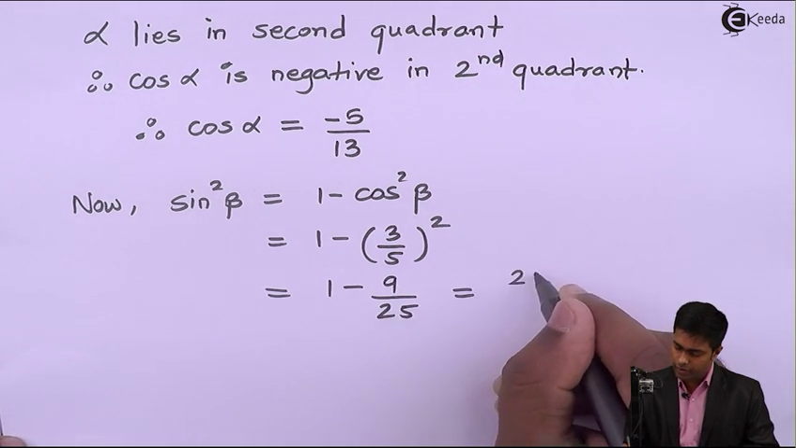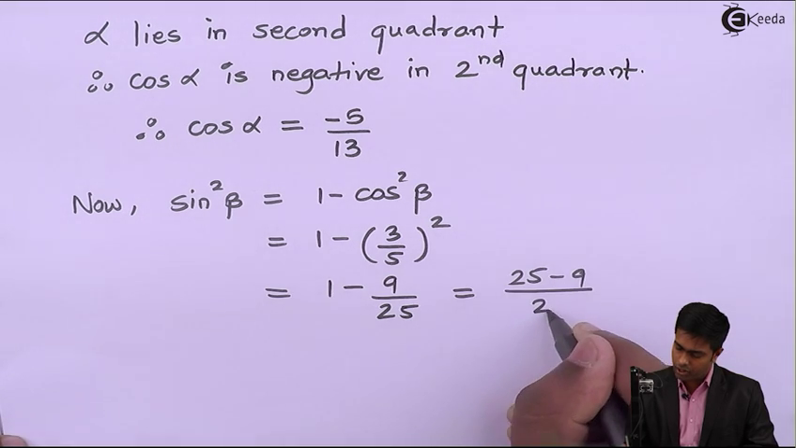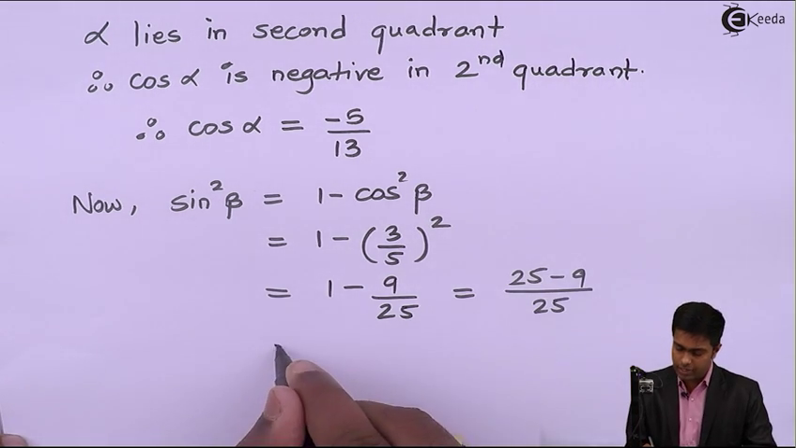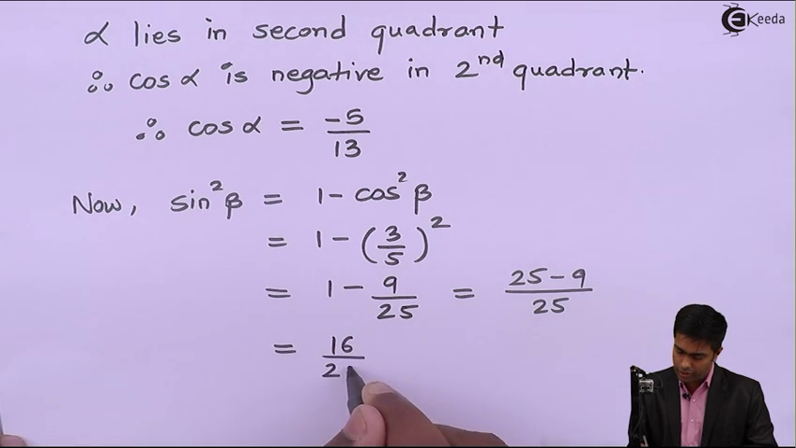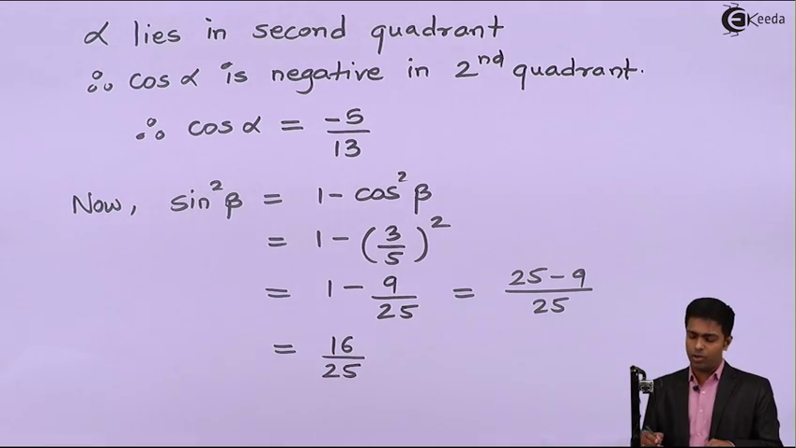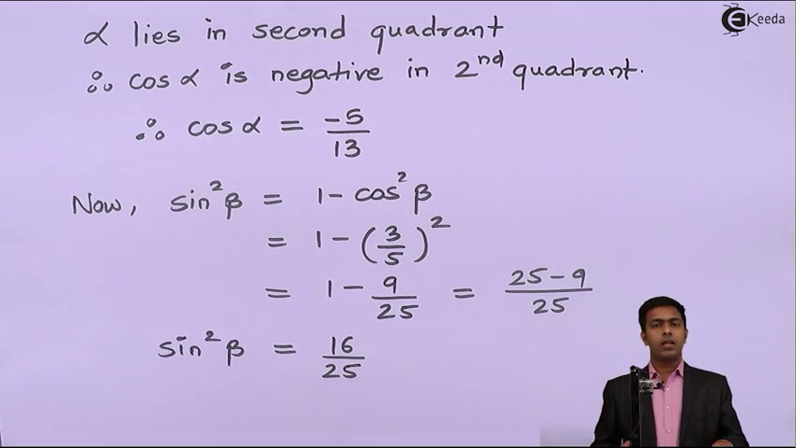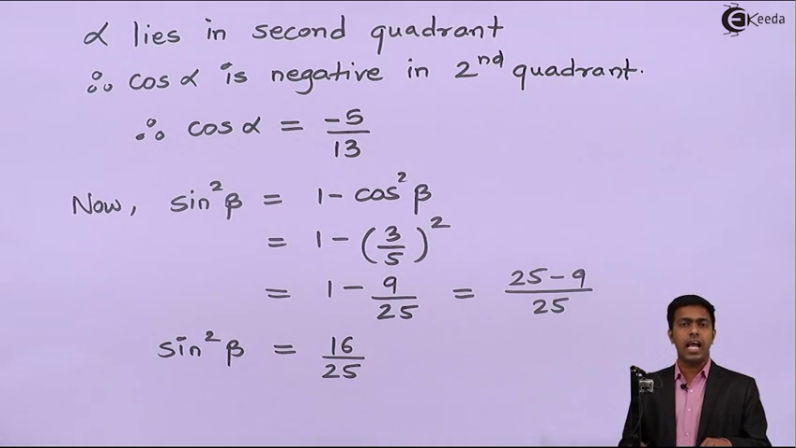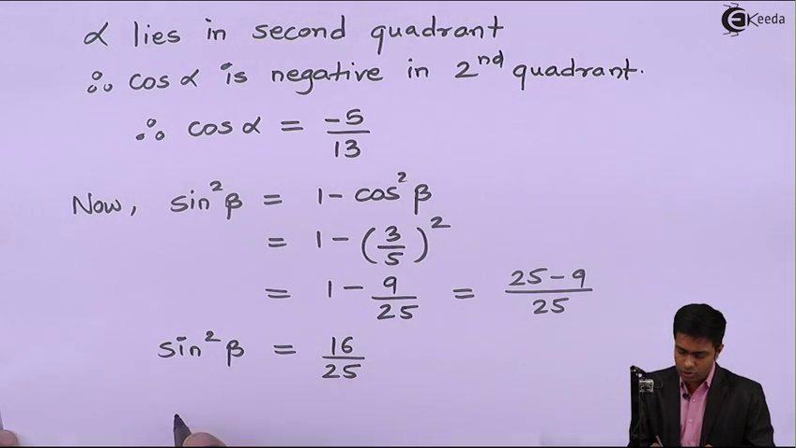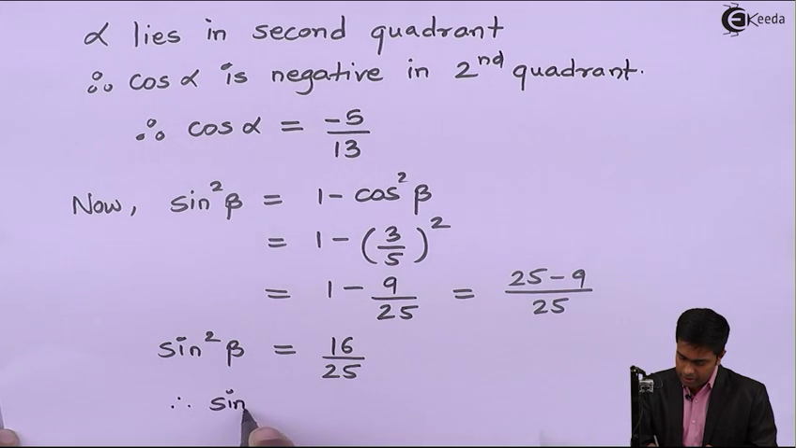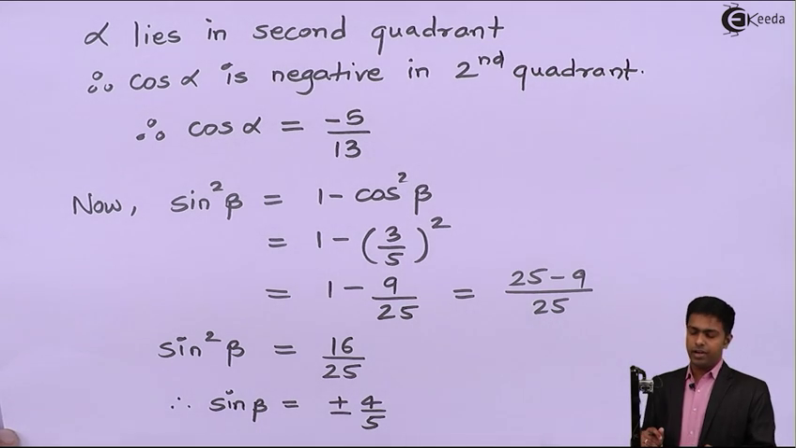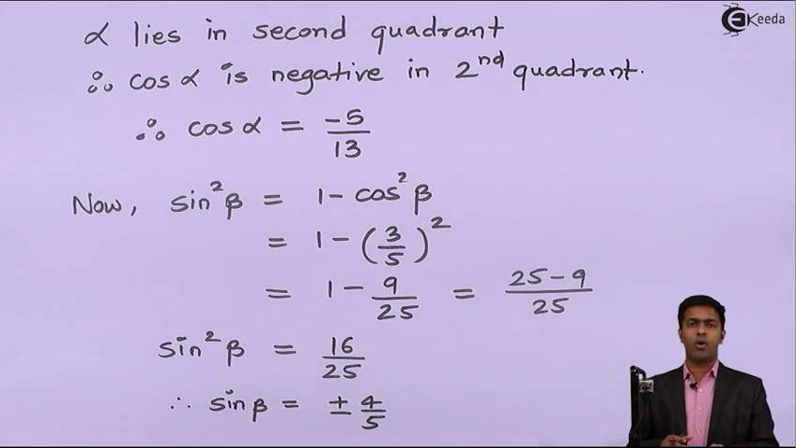which is equal to 25 minus 9 upon 25, and which is equal to 16 upon 25. So this is the value of sin square beta. Now to get the value of sin beta, we have to take the square root on both sides. So we get sin beta is equal to plus or minus 4 by 5. It means we are getting two values of sin beta, one positive and one negative. Now again the question comes, which value we should accept.